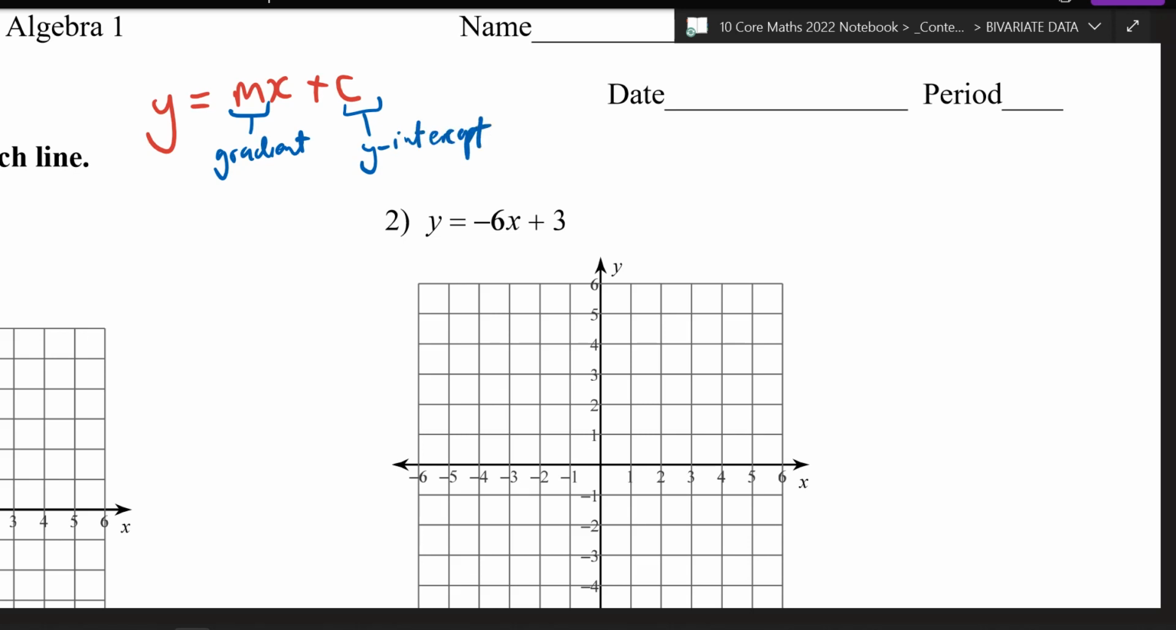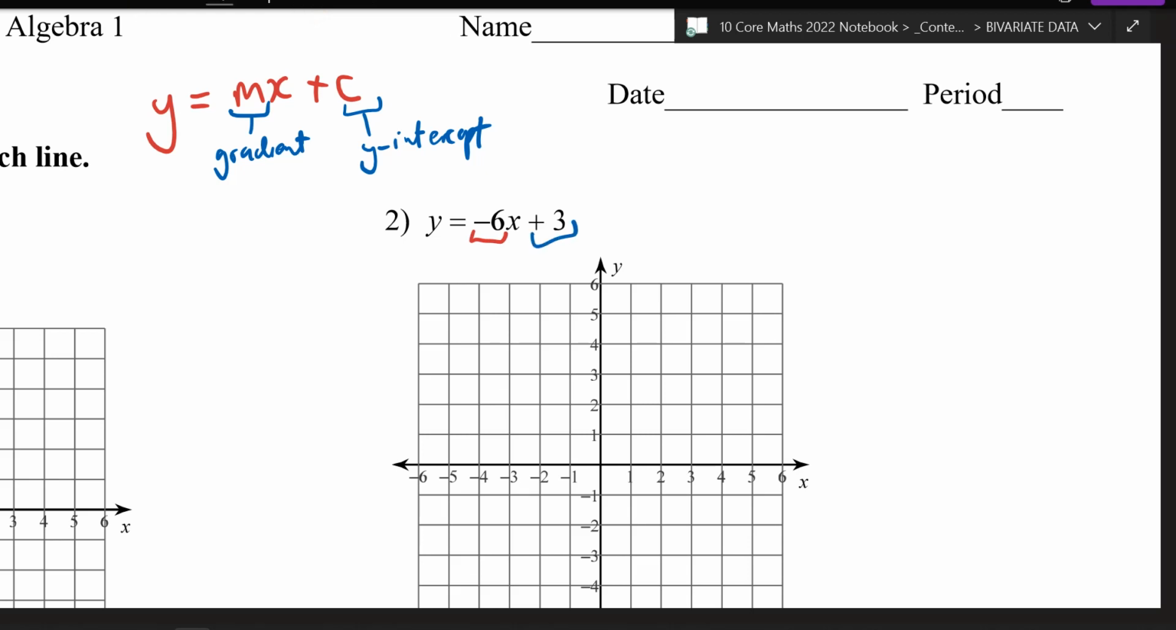Now, when you look at the equation, the gradient is always next to the x. Always next to the x. So even if they write it as y equals c plus mx, the gradient is still the one that's coupled with the x. Don't forget that, even if you've written it backwards. And c is always the number that is by itself. So the y-intercept is the number on its own. If we look at this equation, I can see that the gradient is -6, and the y-intercept is +3.